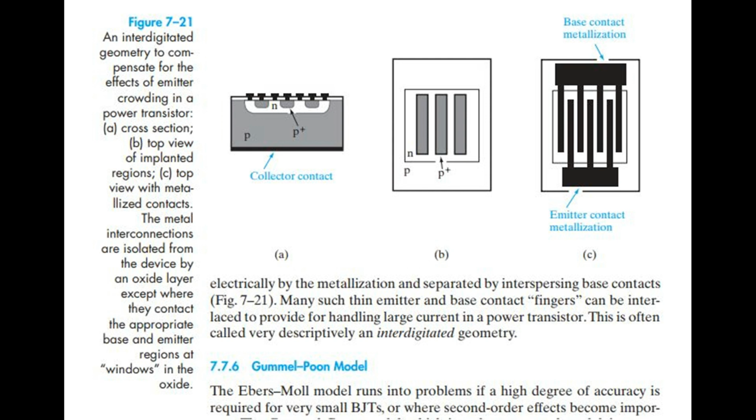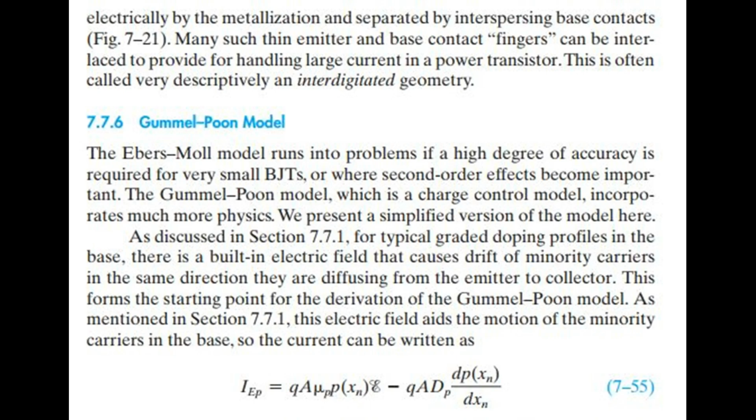The metal interconnections are isolated from the device by an oxide layer except where they contact the appropriate base and emitter regions at windows in the oxide. Gummel-Poon model. The Ebers-Moll model runs into problems if a high degree of accuracy is required for very small BJTs, or where second-order effects become important. The Gummel-Poon model, which is a charge control model, incorporates much more physics. We present a simplified version of the model here.